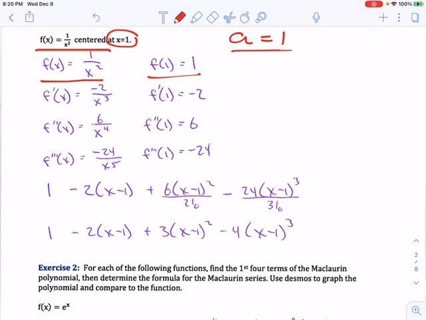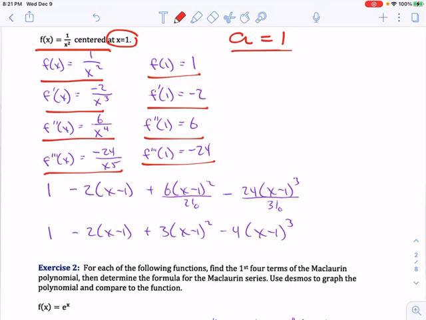Take the first derivative. The first derivative of 1 over x squared is negative 2 over x cubed. Evaluating that at 1, we get negative 2. The second derivative, 6 over x to the fourth. Evaluating that at 1, we get 6. Third derivative, negative 24 over x to the fifth. Evaluating that at 1, we get negative 24.